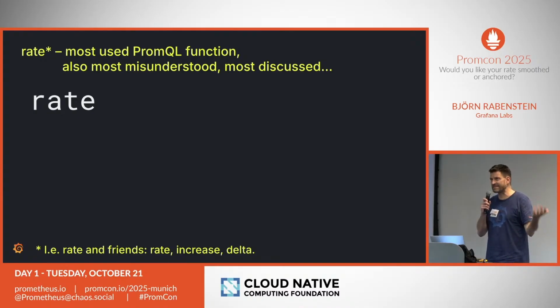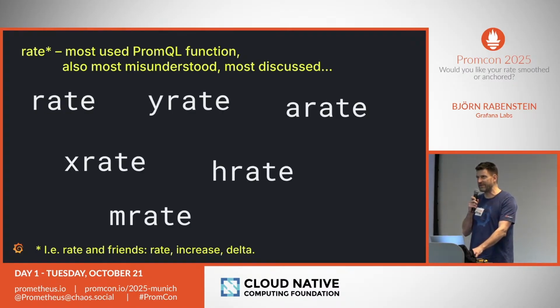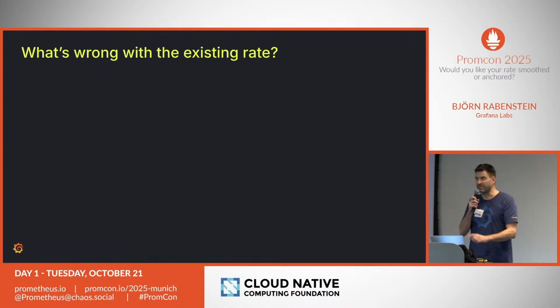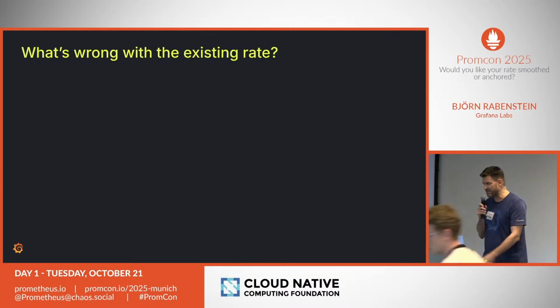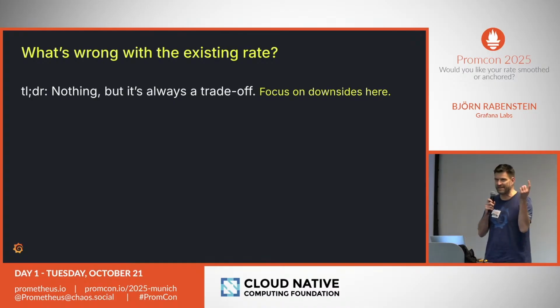It's also the most misunderstood and the most discussed. So tons of people always wanted to change this. We got a lot of proposals: X rate, Y rate, H rate, A rate, M rate, and so on. And these are just the proposals that got a name, right? So what's wrong with the existing rate? We even had that question already today. TL;DR: nothing, right? It's perfect.